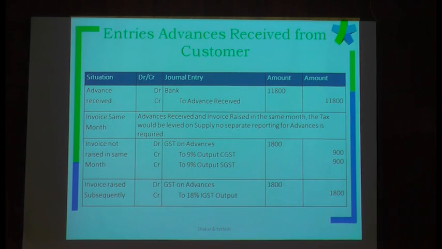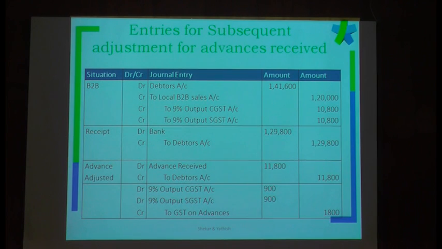Earlier we were all used to VAT or excise where we were not paying any amount of duty on our advances. So this will be a major shift in tracking our taxes, and this will be relevant for our payment of taxes also from this month onwards, that is July onwards. Then entries for subsequent adjustment for advance received. So we are going to pass the entries, that is debtors account debit 1,41,000, whatever the sale value comes to here, and this debtor entry is adjusted against my advance received to debtors, which has to be passed.